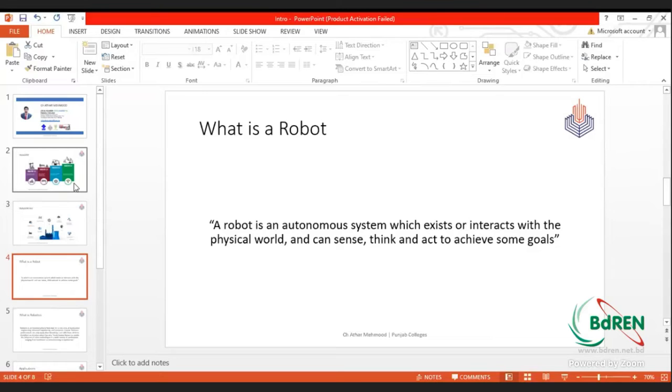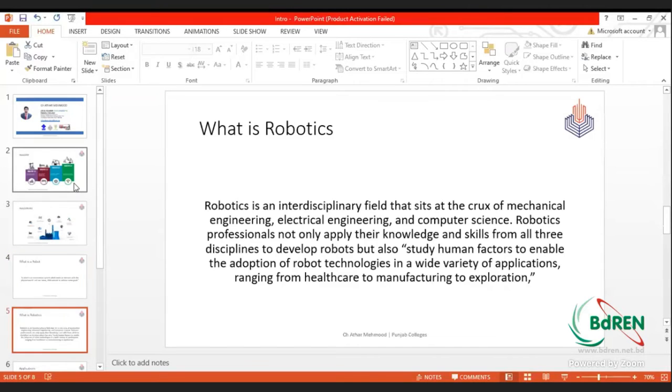So this is another question. What is robotics? Robotics is an interdisciplinary field that sits at the crux of mechanical engineering, electrical engineering, and computer science. Robotics professionals not only apply their knowledge and skills from all three disciplines to develop robots, but also study human factors to enable the adoption of robotic technologies in a wide variety of applications, ranging from healthcare to manufacturing to exploration. There are many applications we will discuss, inshallah.